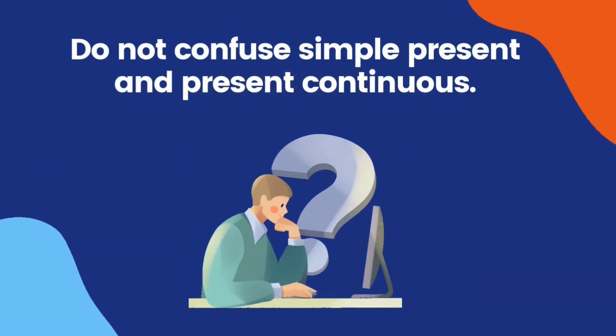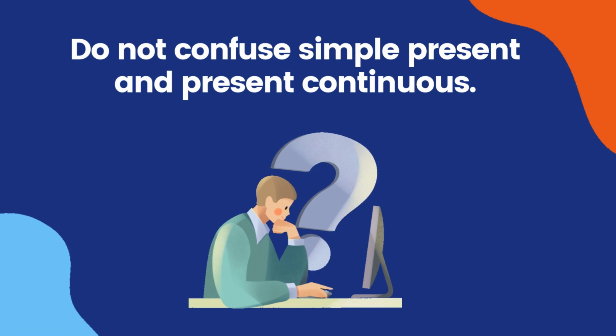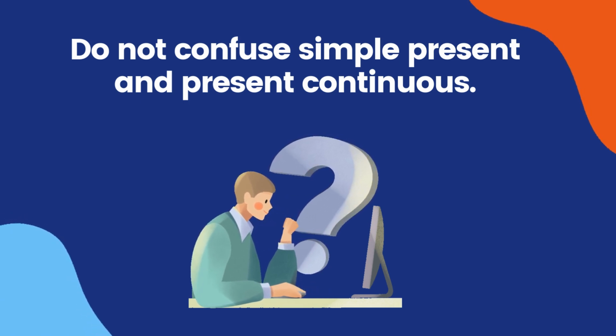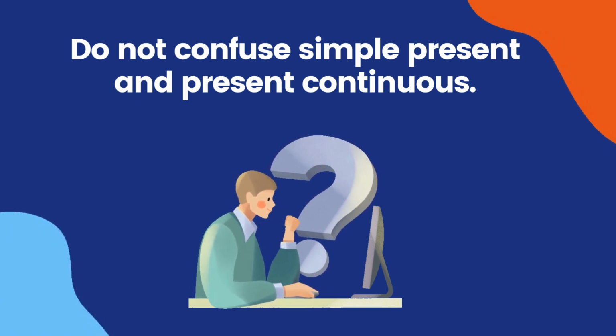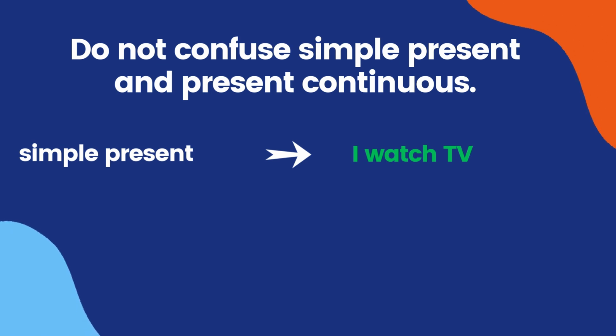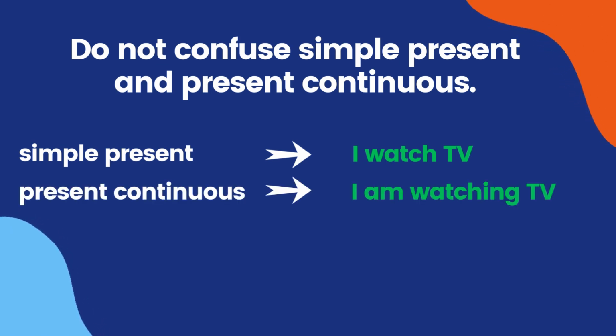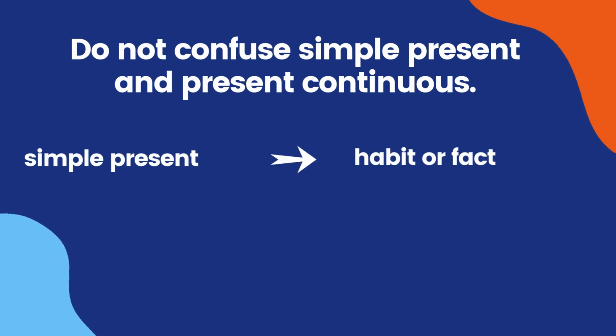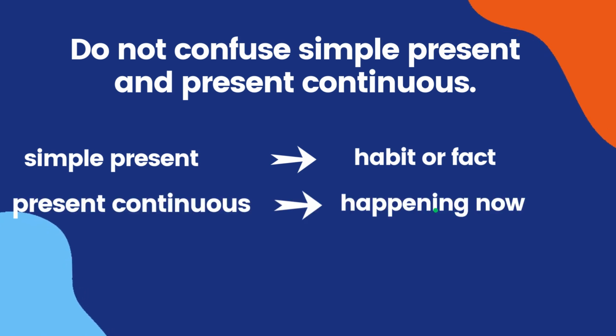Why does this happen? Because many learners confuse simple present and present continuous. For example, in simple present, we would say, I watch TV. But in present continuous, we would say, I am watching TV. Remember, simple present is for habit or a fact, but present continuous is for something happening now.